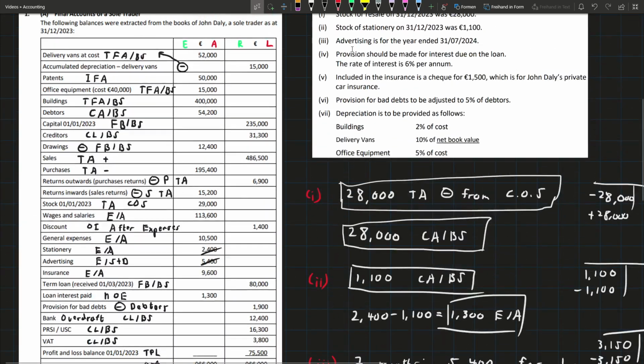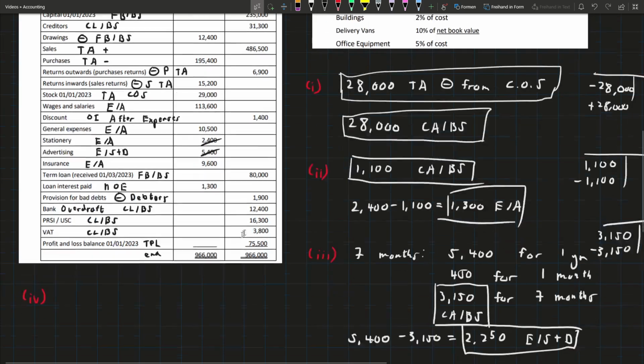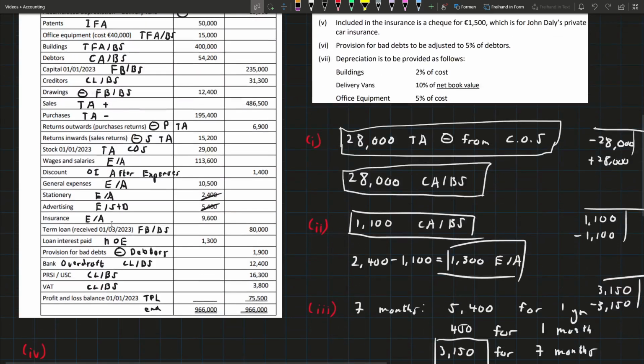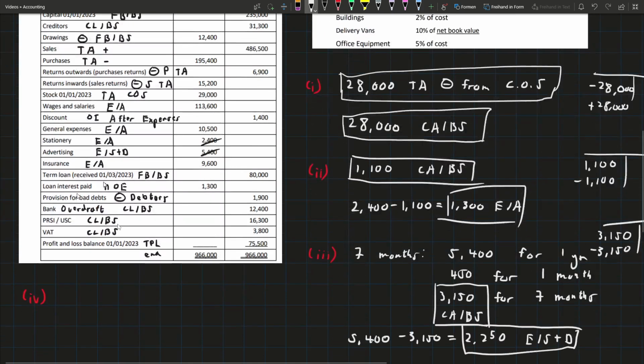The provision should be made on the interest due on the loan. So it's 6% per year. That's the interest rate, right? The thing is, it's not for the whole year because we got the loan at the start of March. So we only had it for 10 months. So let's think about it this way.